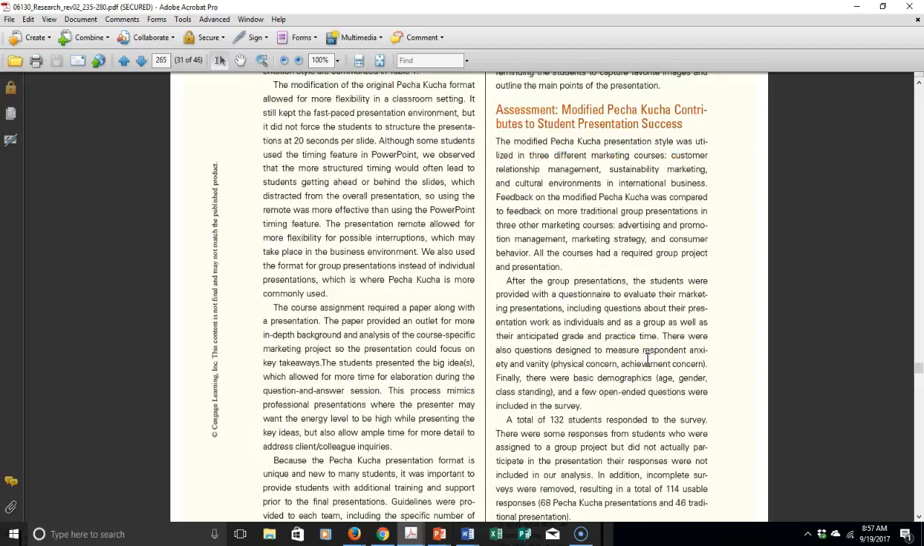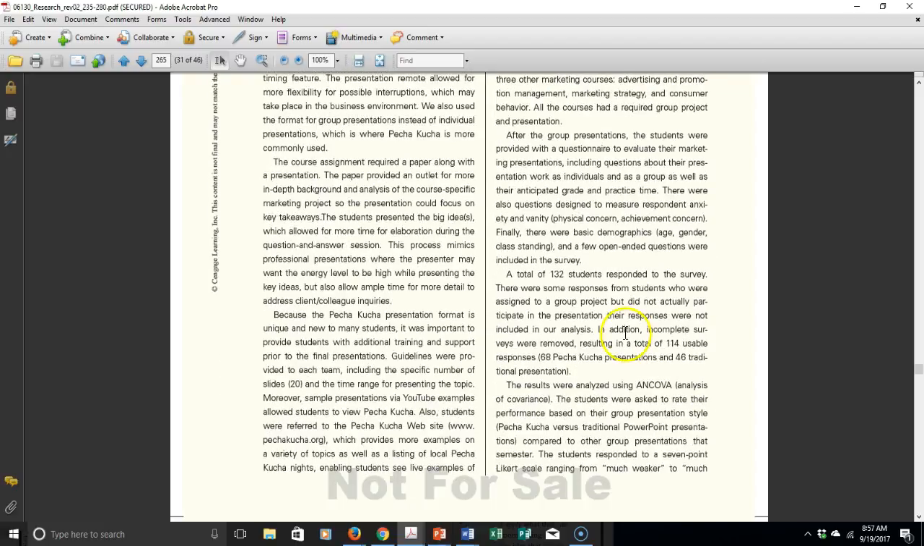So now when you scroll down a little bit further, you'll see that the students were asked to also complete questionnaires after doing their presentation, and those questionnaires really focused on a variety of things, including how well they think they did on their presentation, how others did, anticipated grades, how much time they spent practicing, things of that nature.